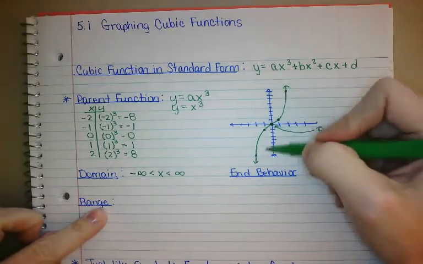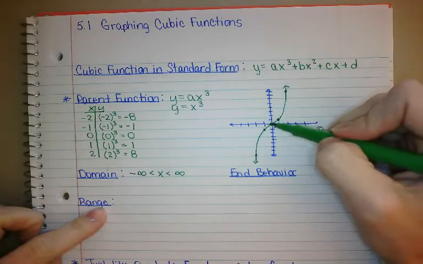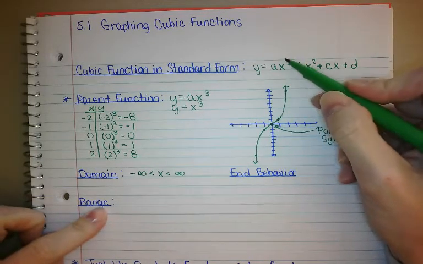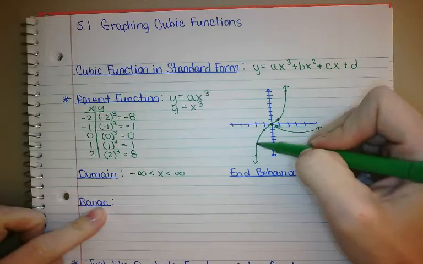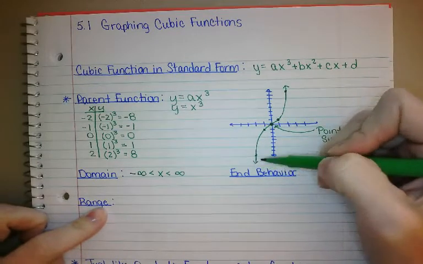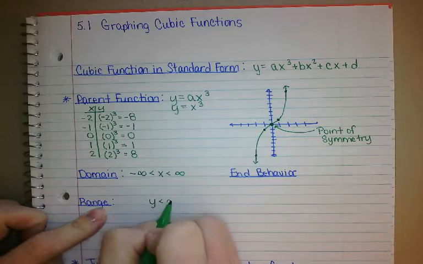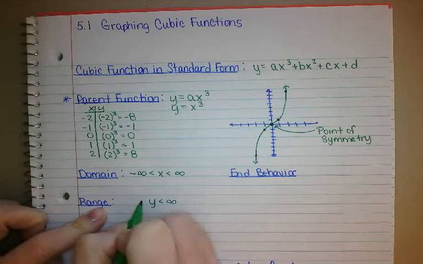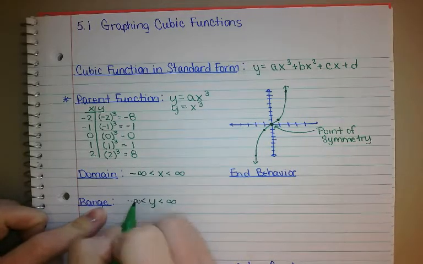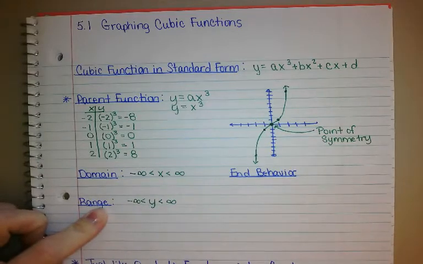All right, so what's happening to the graph? Are the y values going to go up forever? Yes. Are the y values going to go down forever? Yes. So I'm going to say that the y values are between infinity, meaning it's going up forever, and negative infinity, meaning it's going down forever.